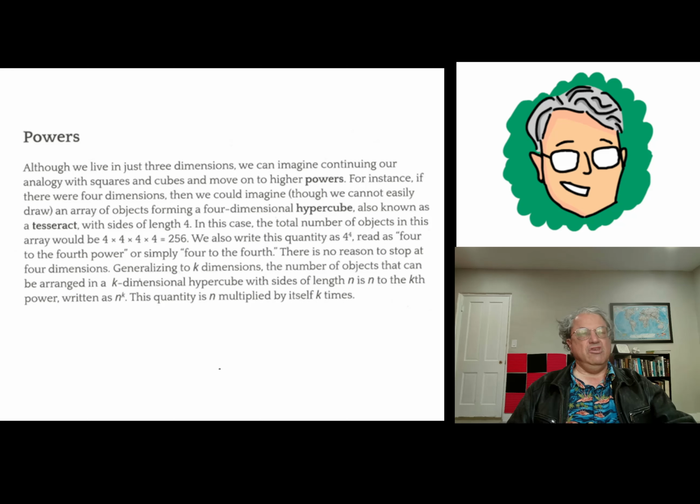If you wanted to know how many objects there were in a tesseract that's 4 by 4 by 4 by 4, well, it's just 4 to the 4th power. So in general, the 4th power would be n to the 4th, or n times n times n times n. And there's no reason to stop at just 4 dimensions either. You can go to as many dimensions as you want. For instance, if you had a 6-dimensional object whose size was 10, then the number of elements in that would be 10 to the 6th, which is equal to 1,000,000. And you could do as high powers as you want, and as many objects as you want.